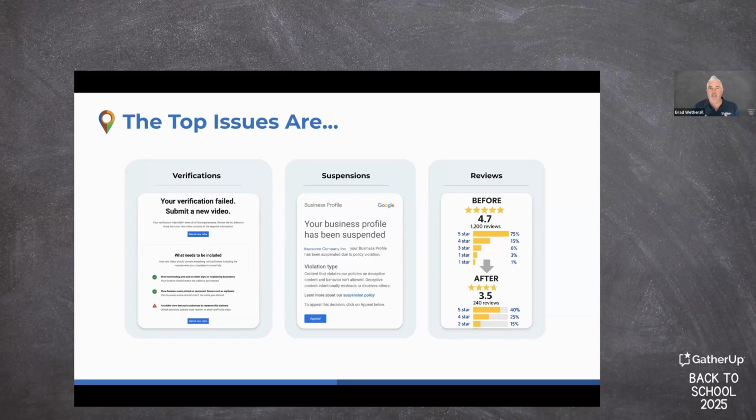I'm going to dive a little bit into the three major types of issues that I've been seeing, both inside and outside of Google, but I've had to experience it firsthand, being on the other side of the coin for the last 18 months. And so those three issues that I'm going to dive into a little bit more here are verifications, suspensions, and reviews. They're the three heavy, more complicated issues.